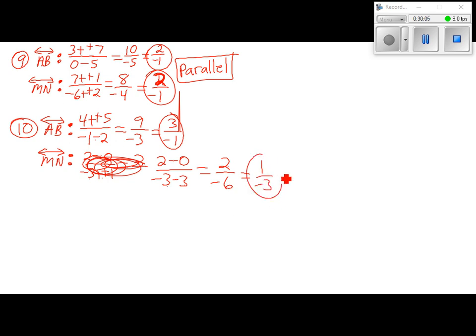We look at these two and compare them. They're not the same, so they're not parallel. The other thing is if they're opposite reciprocals, then they'd be perpendicular. Well, they're flipped over, but they're both negative, so they're not opposites of each other. So they're not perpendicular, so this one is neither. That's the answer to that one, it's neither. Sorry about that, I looked at the wrong number.